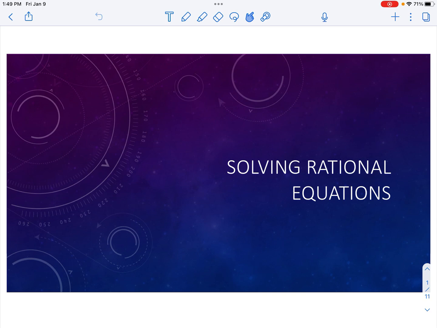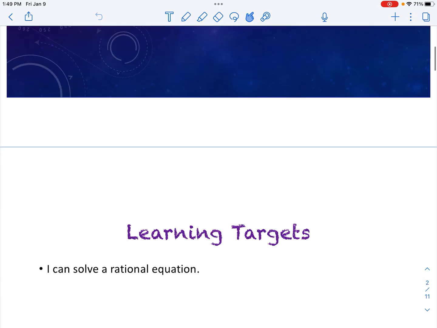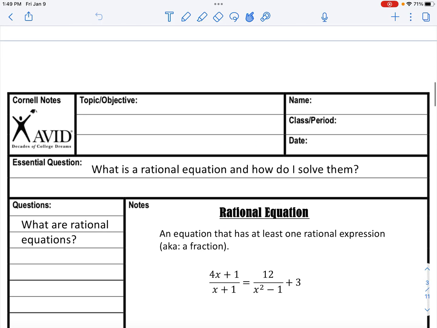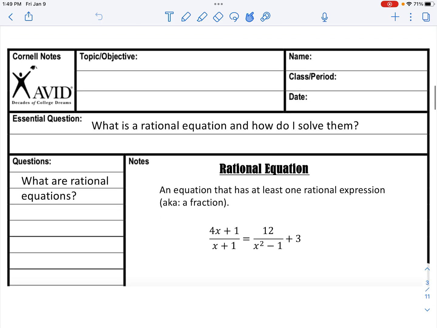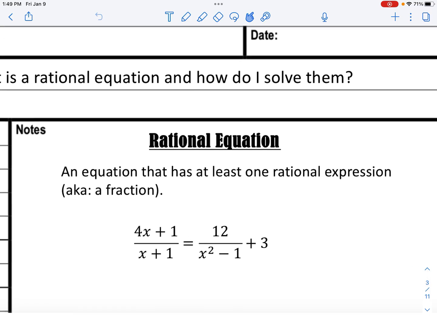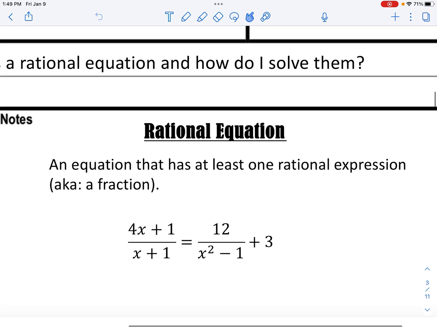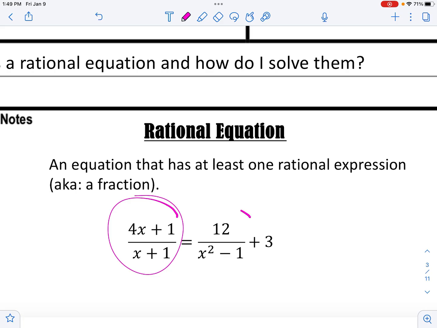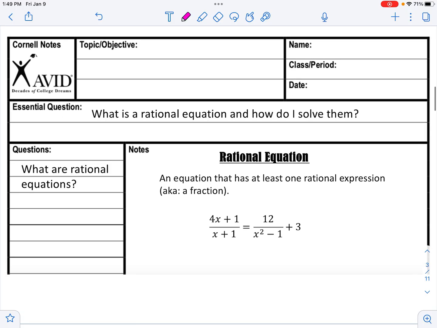Okay, this is a lesson on solving rational equations now. So what is a rational equation and how do we solve them? Rational equations are equations that have at least one rational expression. So in other words, a fraction. So you'll notice here's a fraction, and we want to be able to solve these. Okay, so how do we do that? We're going to use some of the skills that we've learned in this unit to do that.